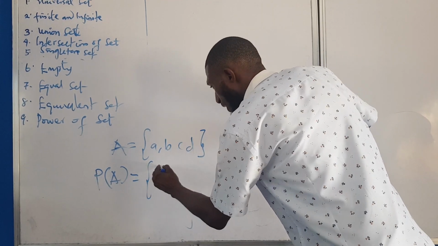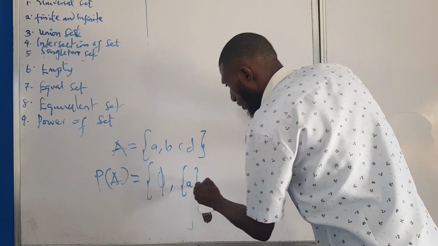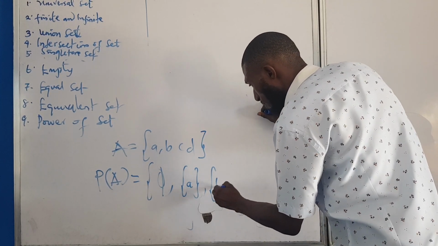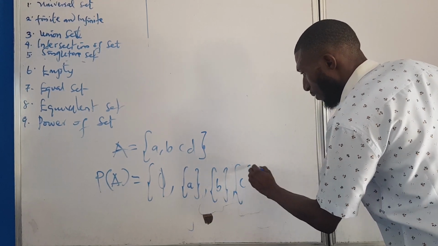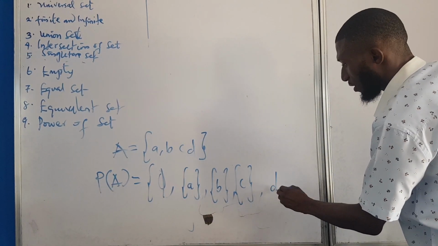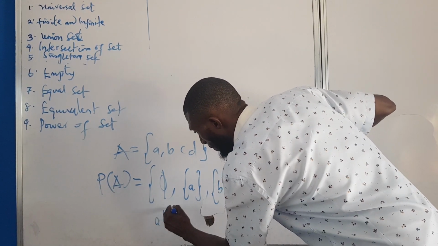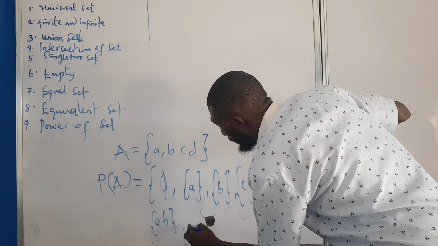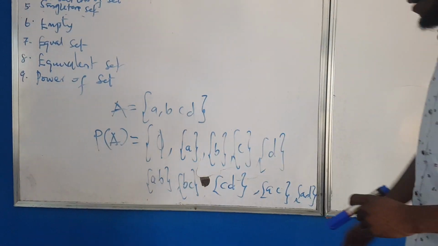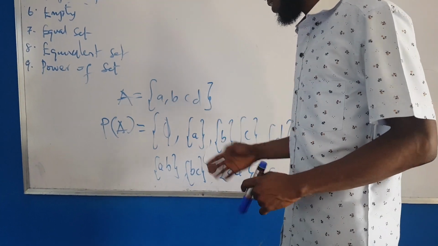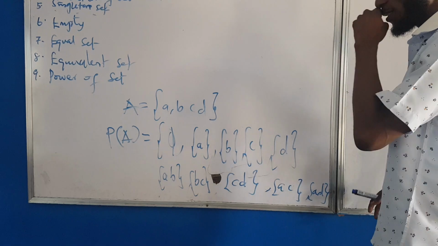And therefore, the power of this one: number 1, we have the empty set. Then we have A, we have B, we have C, we have D, we have AB, we have BC. The power of the set A, B, C, D here is now the empty set, and I said earlier on that the empty set is a subset of every set.